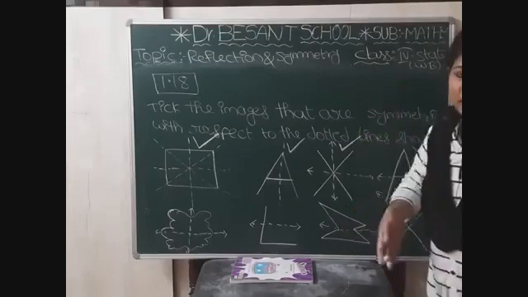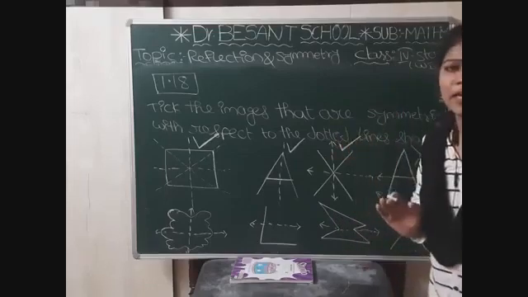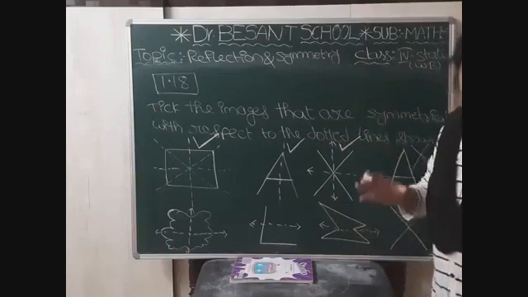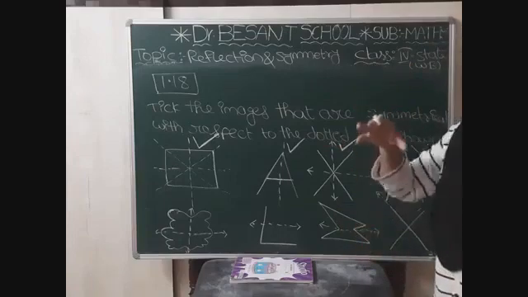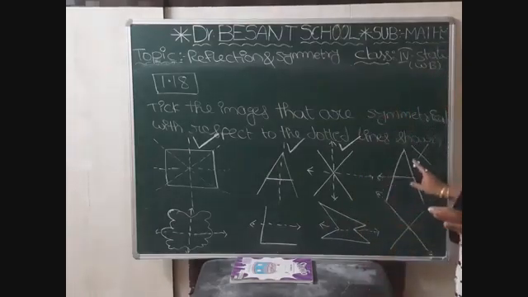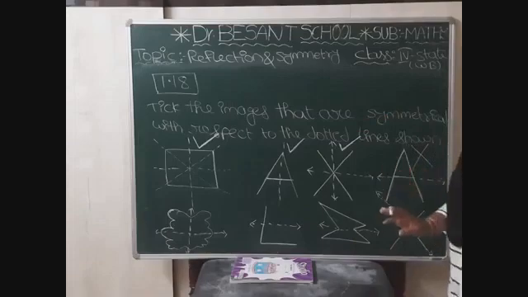If you draw that line, whether that is a horizontal line or vertical line, both the parts must be reflections or mirror images to each other. Then only that line of symmetry should be there. Which means this is not a line of symmetry. That's why cross this A.